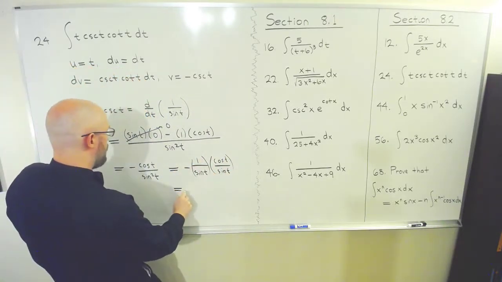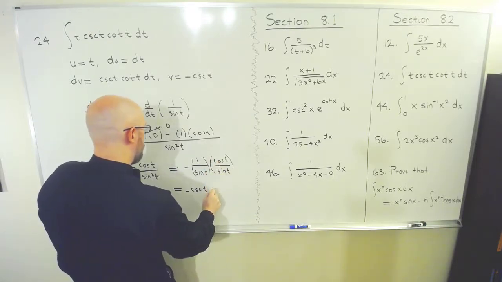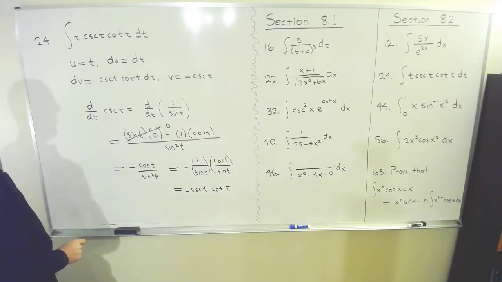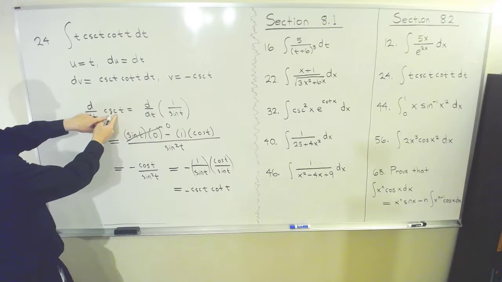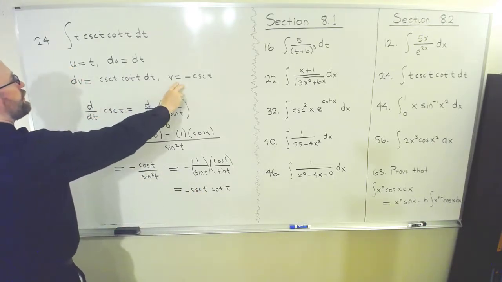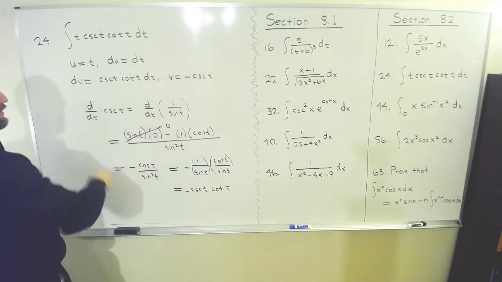Well, so that's just minus. The 1 over sine is by definition cosecant t. The cosine over sine is by definition cotangent t. So notice here, I took the derivative of positive cosecant, so I got negative cosecant cotangent. Here, if I take the derivative of negative cosecant, I'm getting positive cosecant cotangent.